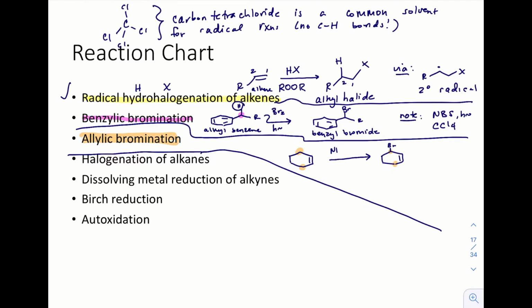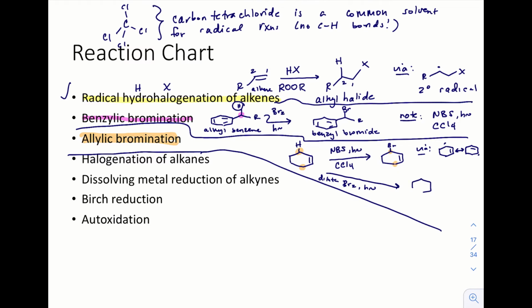So the preferred reagent for this is NBS. And again, carbon tetrachloride is the common solvent used for this transformation because it is inert. It does not contain any reactive CH bonds. I've drawn out the delocalized radical species that is an intermediate in this transformation. We can also note that this transformation can be achieved with bromine in the presence of light.